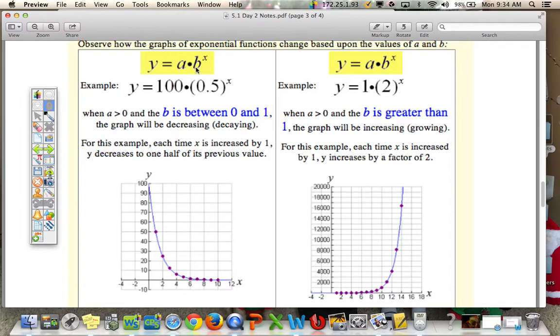So if this b value is between 0 and 1, it's decaying. If that b value is greater than 1, it's going to be increasing or growing. So here we're doubling something, and you can see it's exponential growth. So when I ask you today if it's growth or decay, look at the b value, the number, the base with the exponent. If the number is between 0 and 1, it's decay. If it's greater than 1, it will be growth. All right.